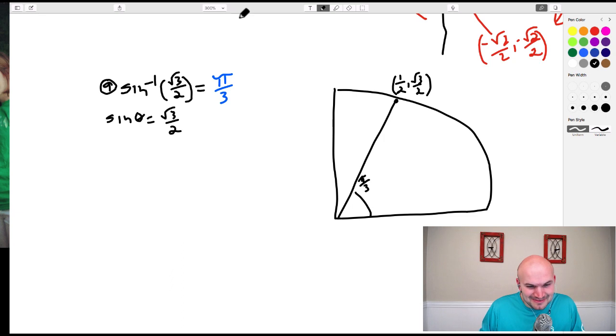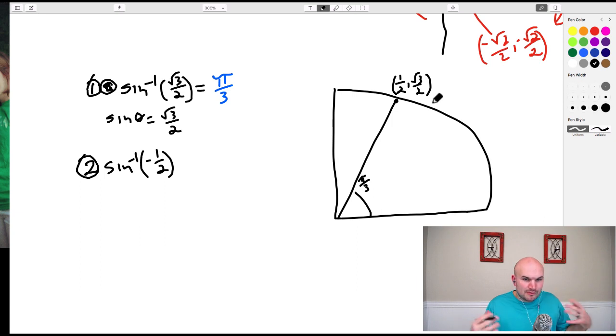Okay, so that was actually not question number 9. That was question number 1. All right, so let's go ahead and work on question number 2. Now, here's where these restrictions kind of come up. So the next one is sine inverse of -1/2.